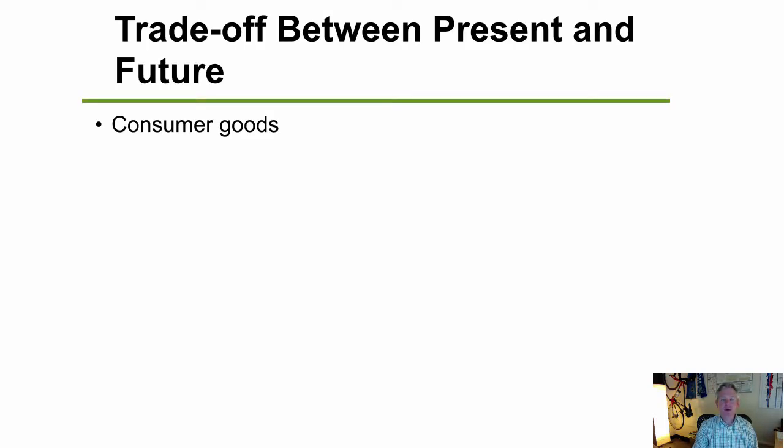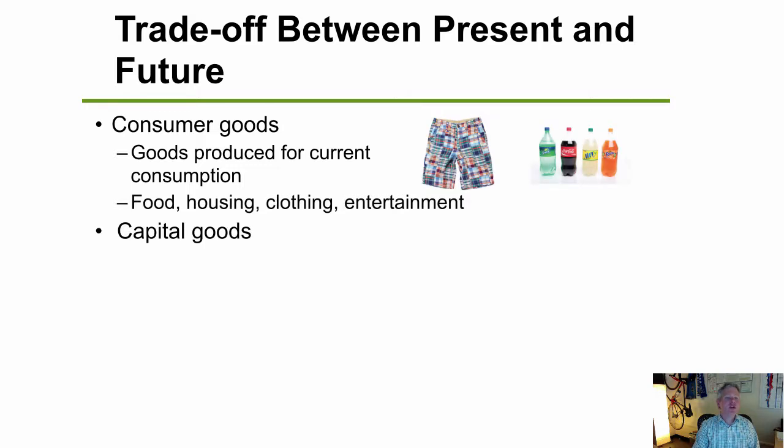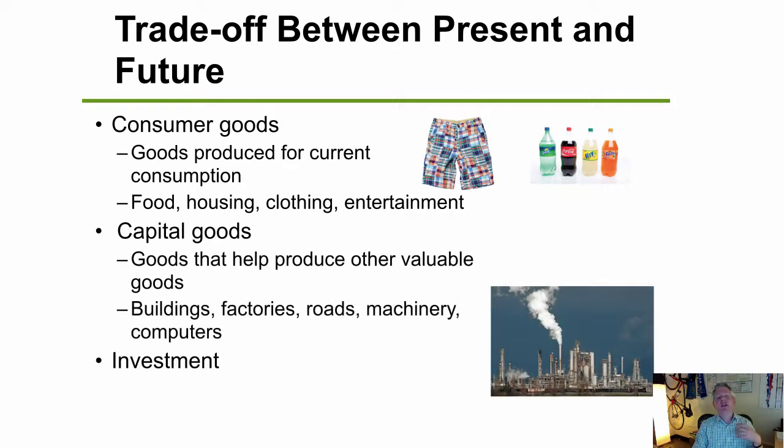All right. So the first thing we should think about is the trade-off between present and future. Consumer goods are goods produced for current consumption: food, housing, clothing, entertainment. Capital goods are goods that are used to produce other valuable goods. So these are things like buildings, factories, roads, machinery, and computers. They're all used in the production of other consumer goods.